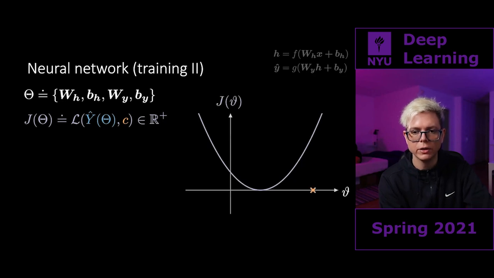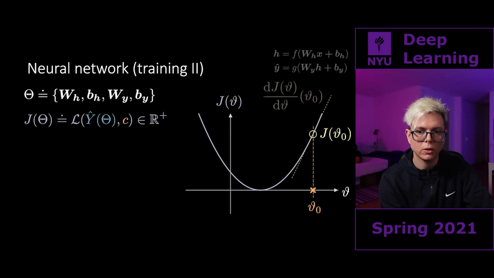So I have my initial value, my theta 0. I compute the value over here, my J at theta 0. I see what the derivative is. The derivative is positive, so this is my positive derivative at the location theta equals 0.